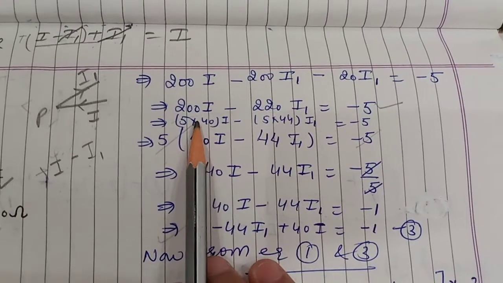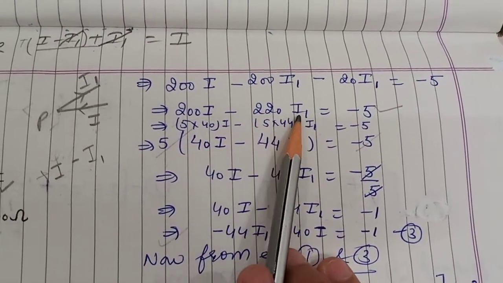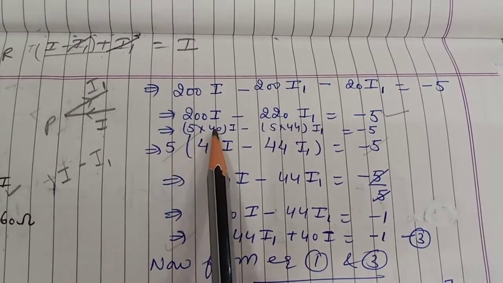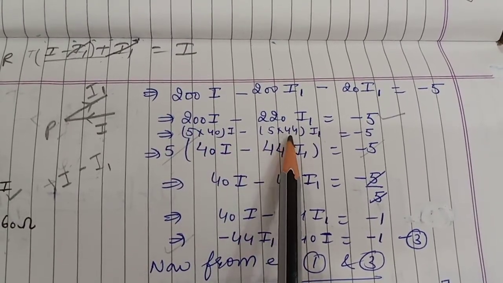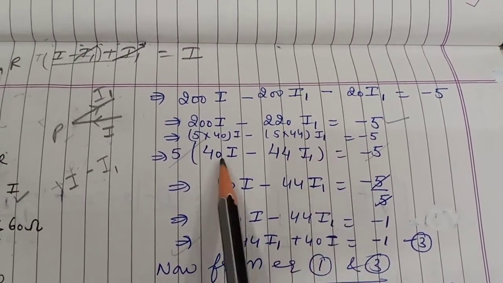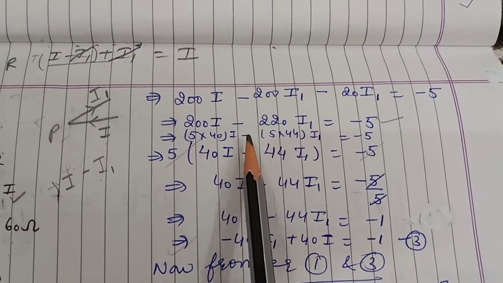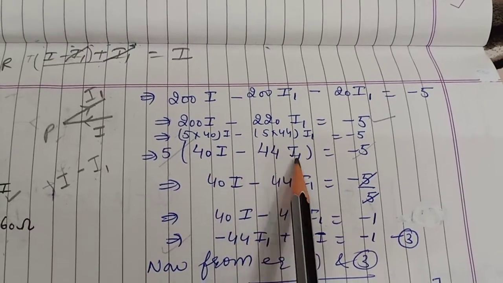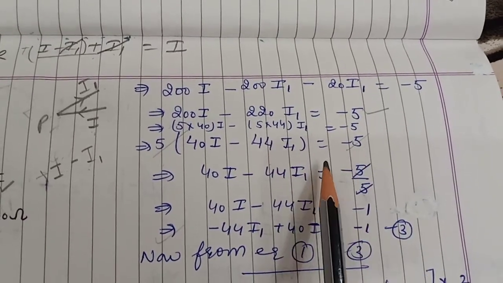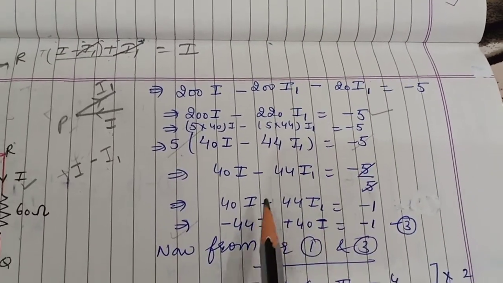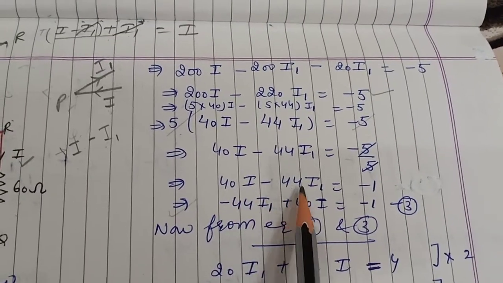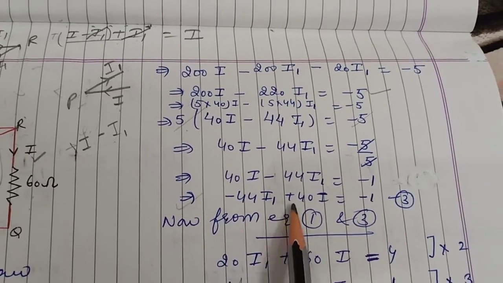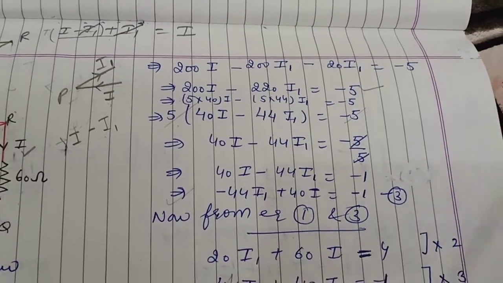After solving equation number 2, we get 200I minus 220I1 is equal to minus 5. It can also be written as 5 into 40I minus 5 into 44I1 is equal to minus 5. Take 5 common from the left hand side. We get 5 within bracket 40I minus 44I1 is equal to minus 5. This 5 cancels out with this 5, so we get 40I minus 44I1 is equal to minus 1. So minus 44I1 plus 40I is equal to minus 1. Take this equation number 3.